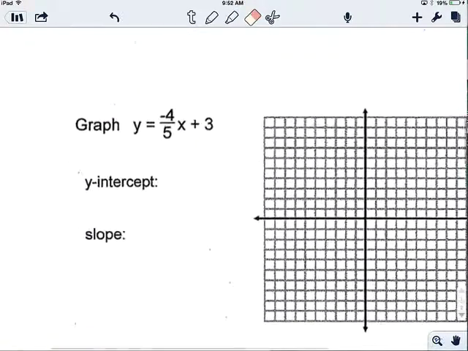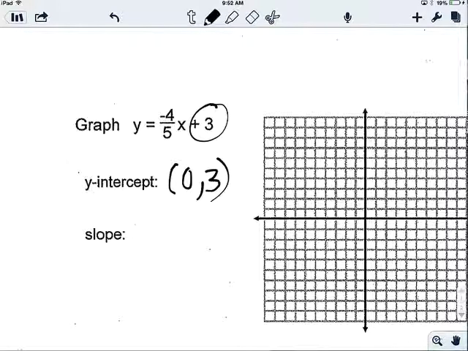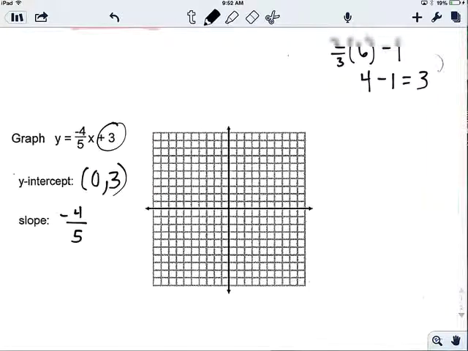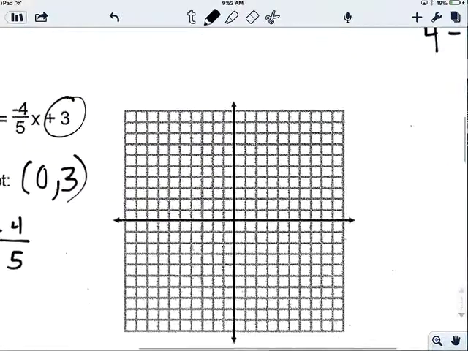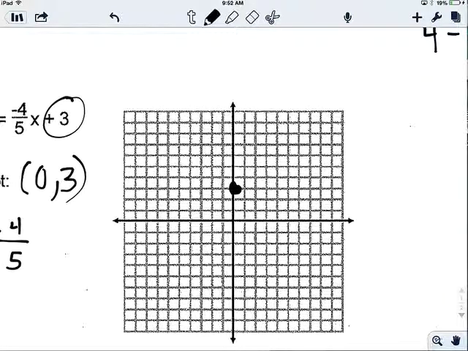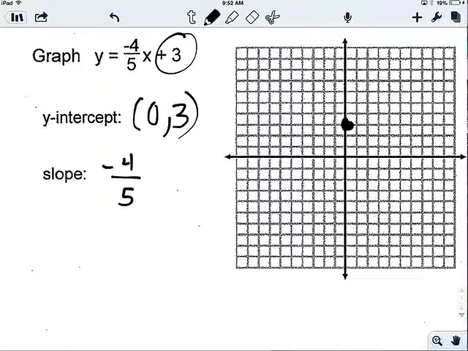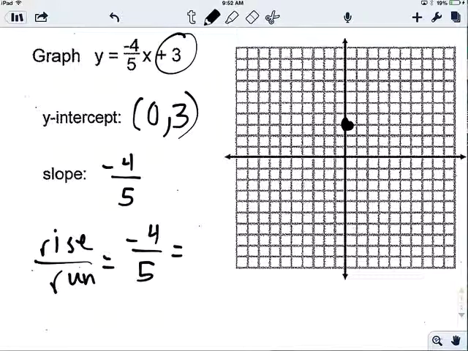So when I'm thinking about this one, I'm going to identify the slope and y-intercept. The y-intercept is the constant, so that's (0, 3). And then the slope is the coefficient, -4/5. So I'm going to start by graphing (0, 3), which is right there. Now my slope, my rise over run, is equal to -4 over 5. So in other words, I'm going to go down 4, right 5. Okay, so let's use that.